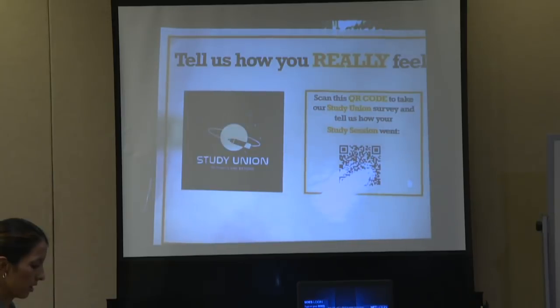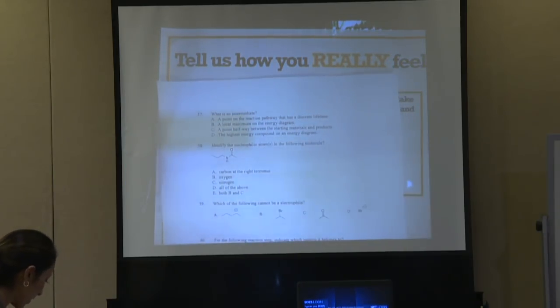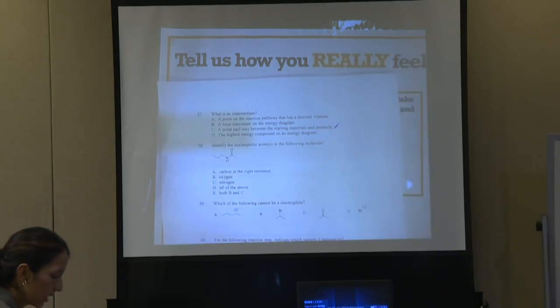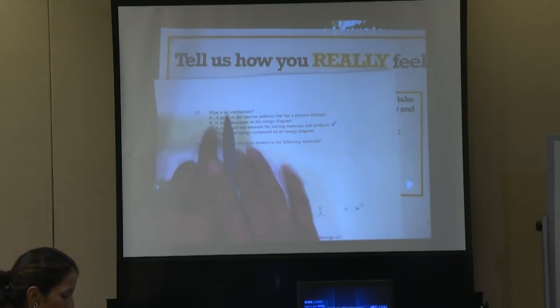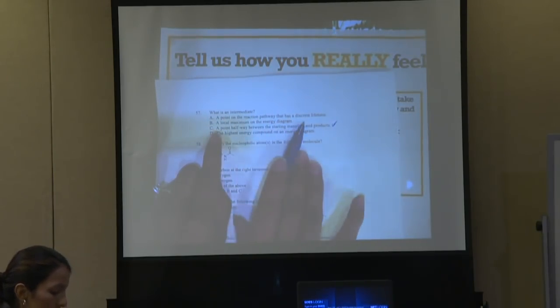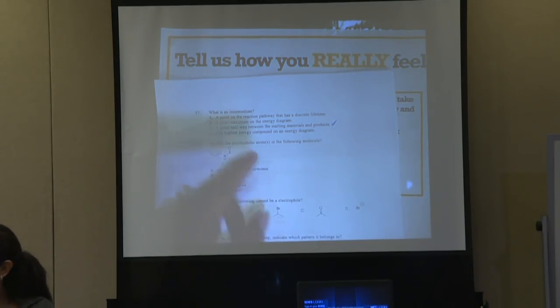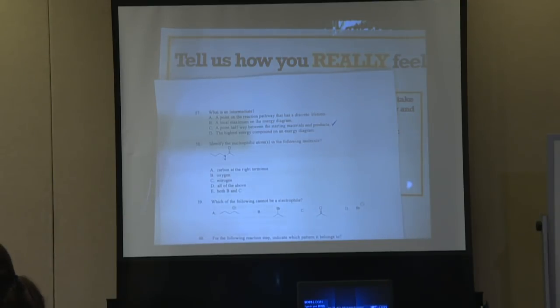All right. Oh, there we go. What is an intermediate? C? Are you sure? Okay, so C. So let's go through all of them. So, a point on the reaction pathway that has a discrete lifetime. Is that true? It could be A? It could be A. Can it? It actually exists a little bit, right?